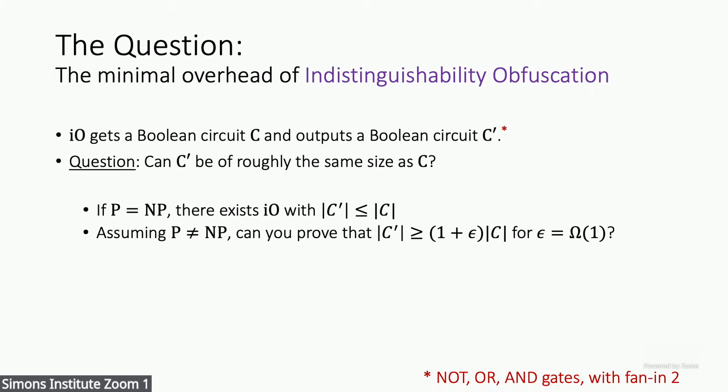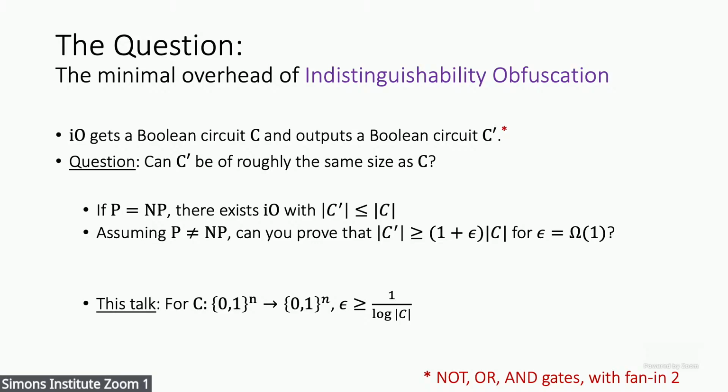In this talk, I'm going to present a weak lower bound. I'm going to show that obfuscation for multi-bit circuits, if the input circuit can output more than 1 bit, must have overhead of 1 plus 1 over log C. So this is a very weak lower bound, but this is the best lower bound we have on obfuscation.